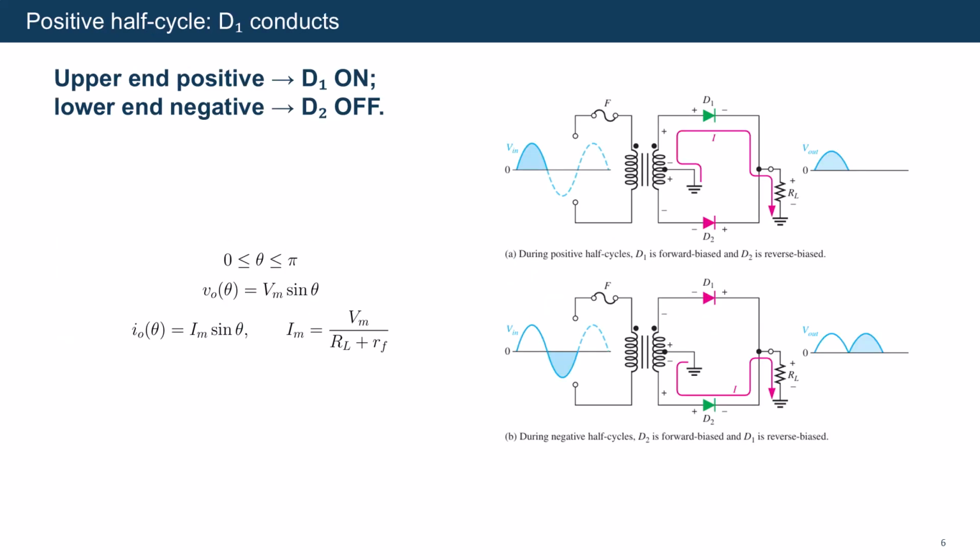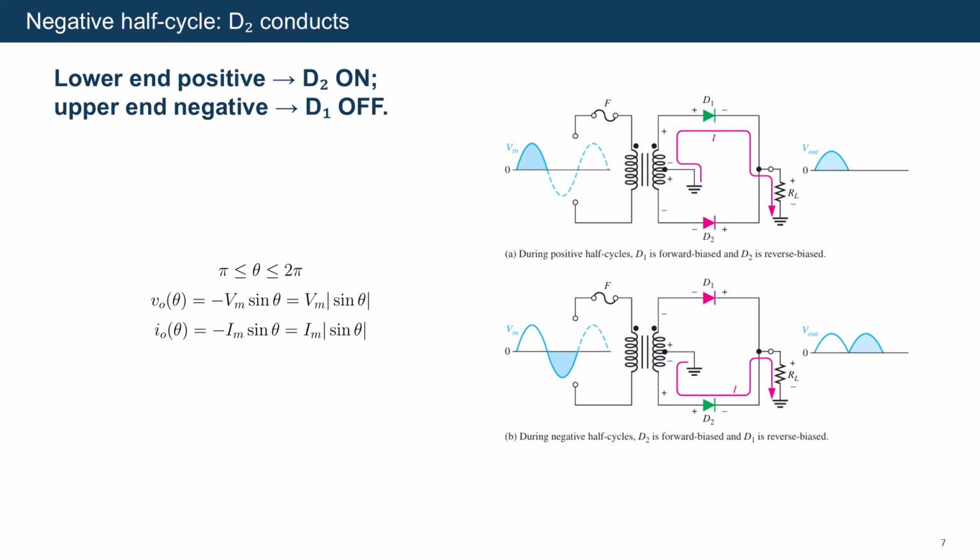During the positive half cycle, the upper end of the secondary is positive with respect to the center tap. D1 is forward biased and D2 is reverse biased. Current flows through the upper half winding, D1, and the load, returning through the center tap. The ideal load voltage is Vm sin theta.